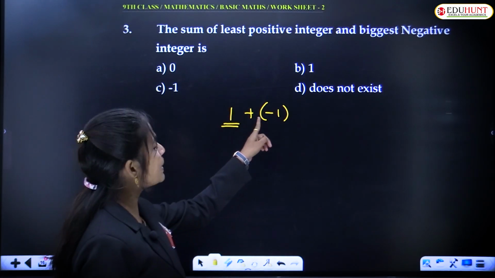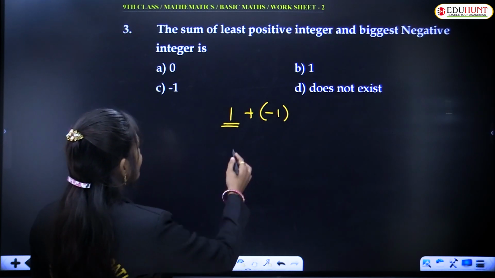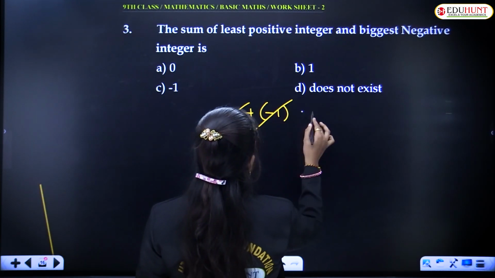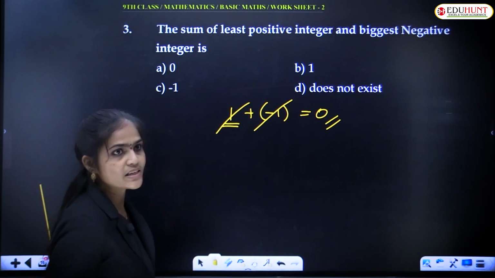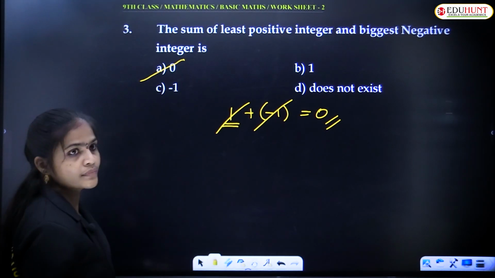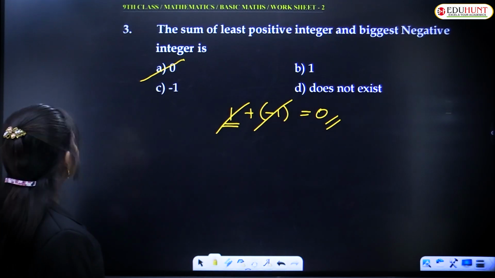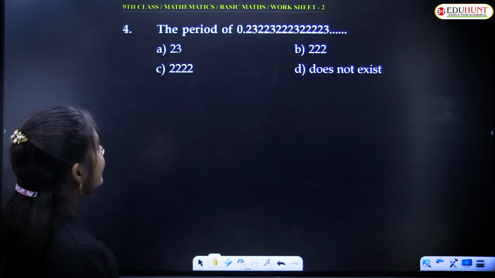So 1 plus minus 1. Here 1 and minus 1 get cancelled, so we will get 0 as the answer. Which option is correct here? Yes, option A is correct. Okay, next question.